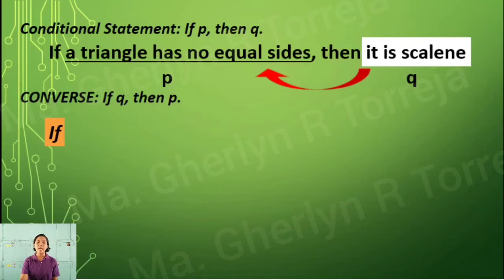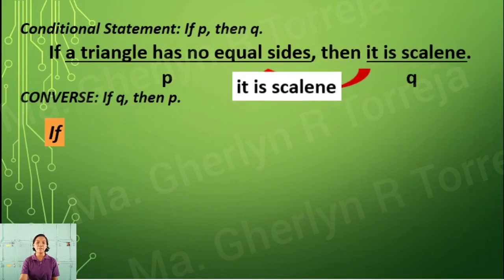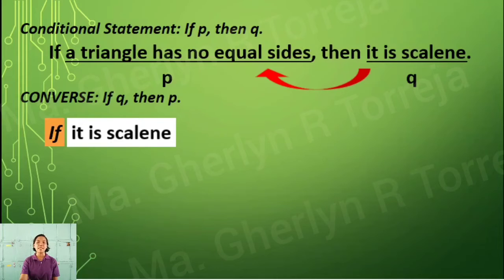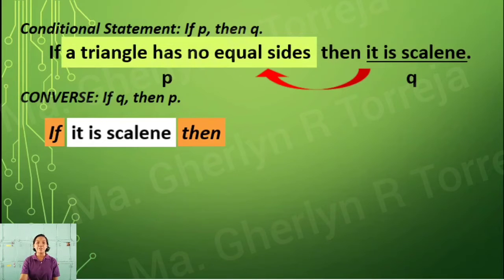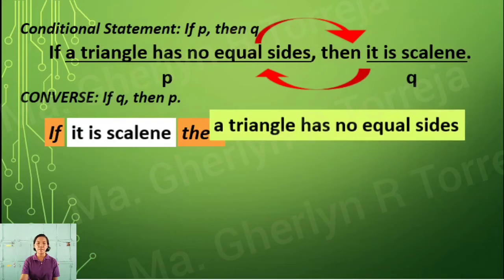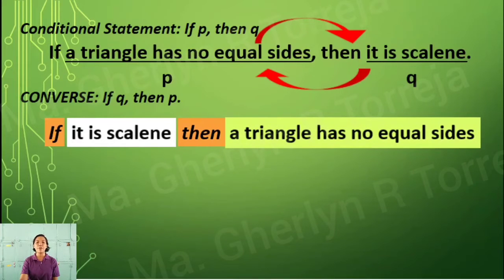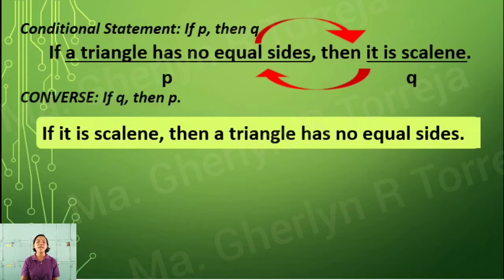Idudugtong siya doon sa if. So, magiging if it is scalene. Then, ang ating P ay a triangle has no equal sides. Idudugtong siya doon sa word na then. So, magiging a triangle has no equal sides. Therefore, our converse statement is, if it is scalene, then a triangle has no equal sides.